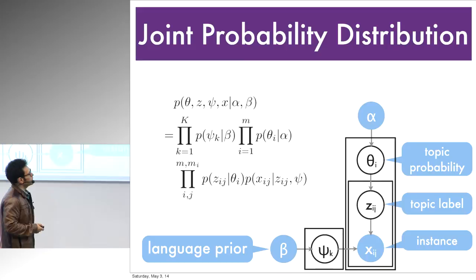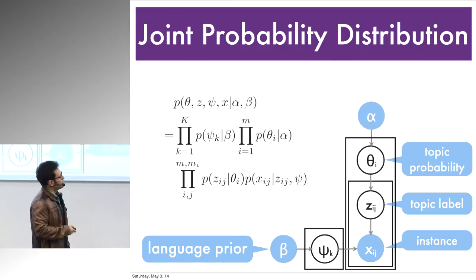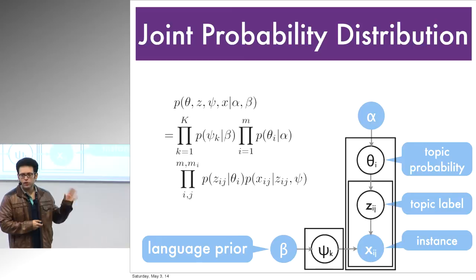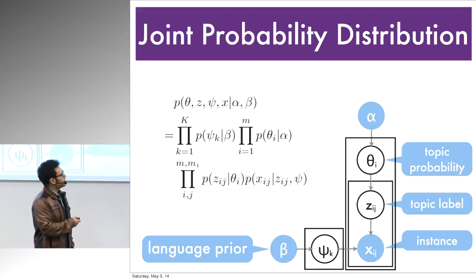So the joint probability distribution, conditioned on alpha and beta, we just use the chain rule. It's a product over all the topics because they are conditionally independent given beta. So it's just the probability of epsilon k given beta. I'm sure you went over that in the morning, conditional independence and how you can factorize a joint probability distribution into factors. And then you can factor the thetas because, given a different document, theta i is independent, conditioned on alpha.